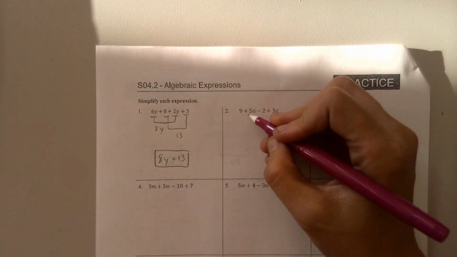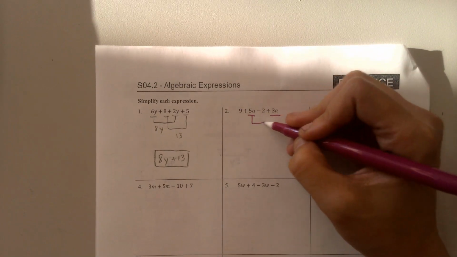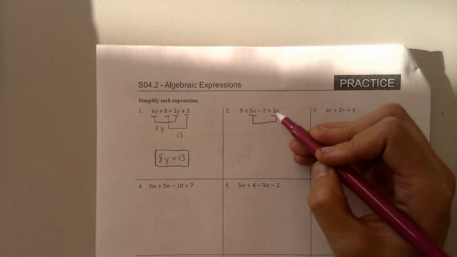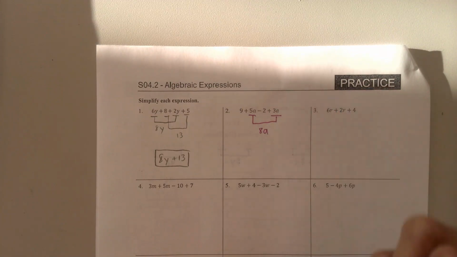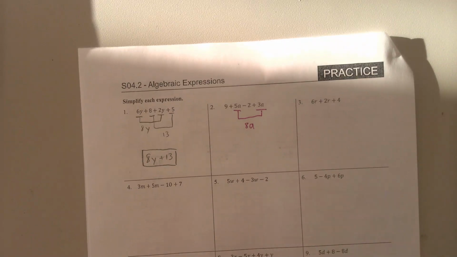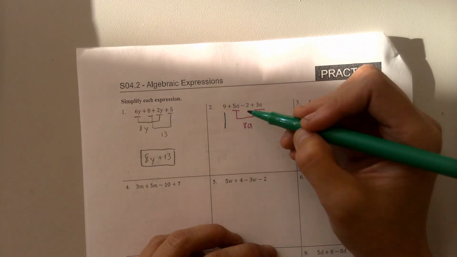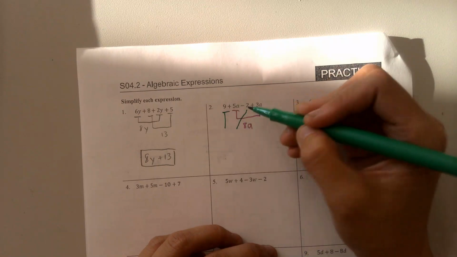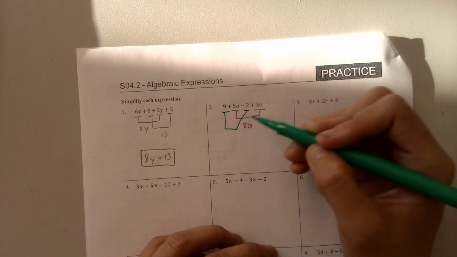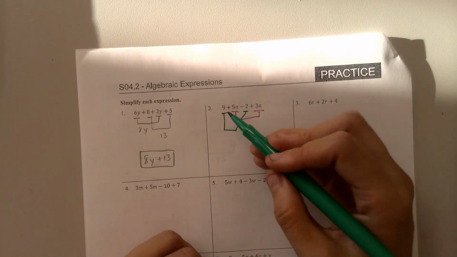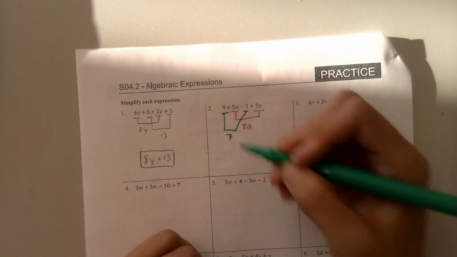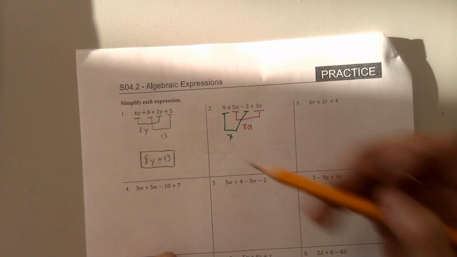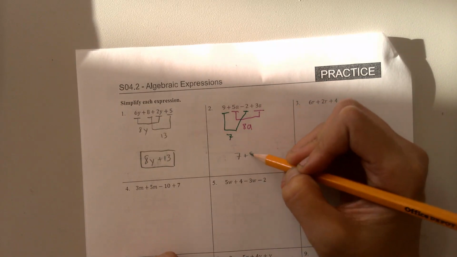So these two have the a, so we're going to combine that. 5a plus 3a is 8a. And then we can combine these. We have 9 minus 2 is 7. So we're going to combine it to be 7 plus 8a.